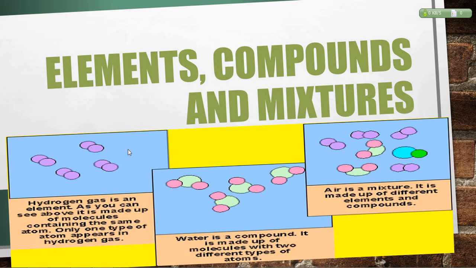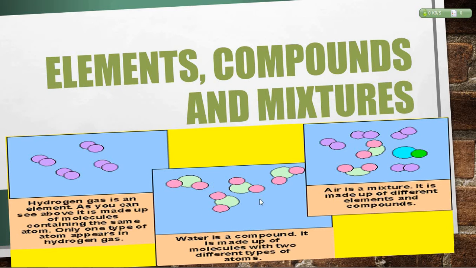The first one here shows an element. So hydrogen gas is an element. As you can see above, this purple circle is made up of molecules containing the same atom, the same type. So only one type of atom appears in hydrogen gas.